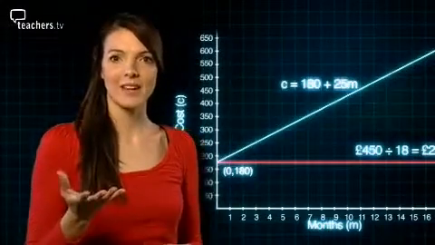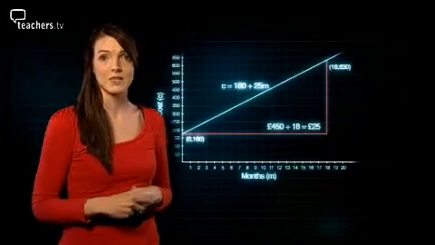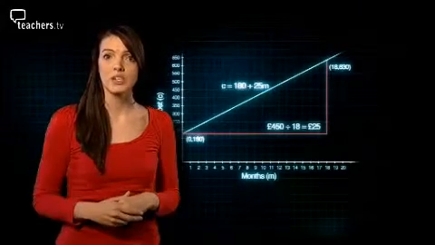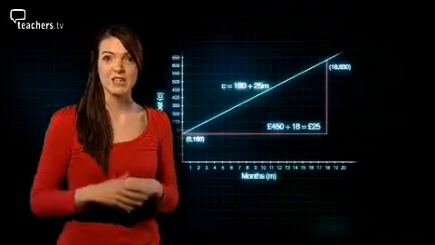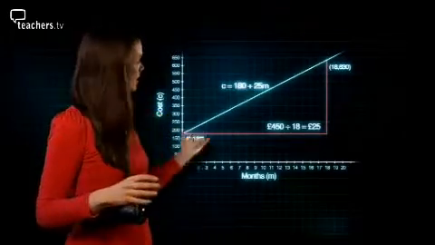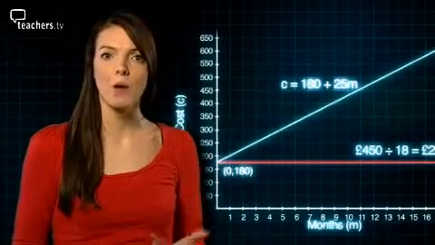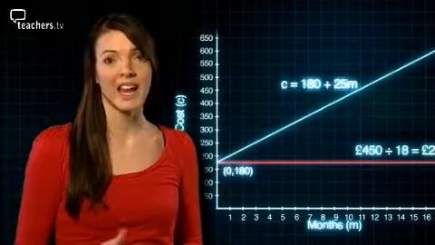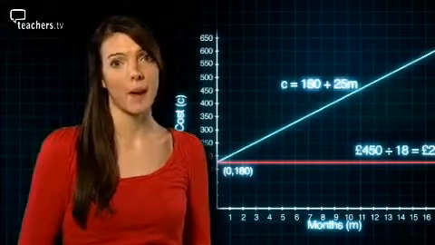Remember, with straight line graphs, the gradient of the line is defined as change in y divided by change in x. And this is a measure of how steep the graph is, just like here. And it forms an important part of your formula. In our example, it was the cost per month.